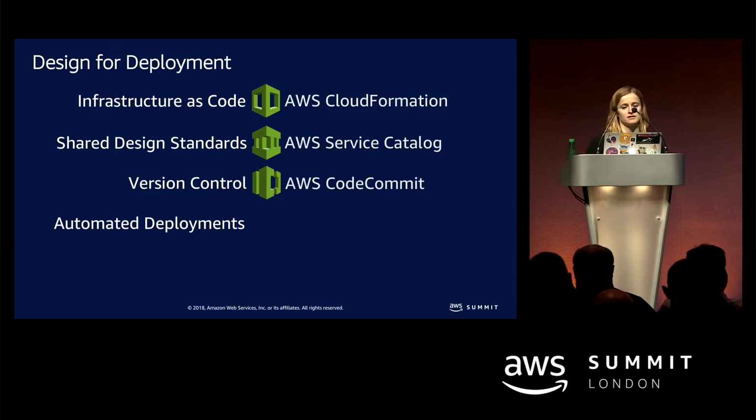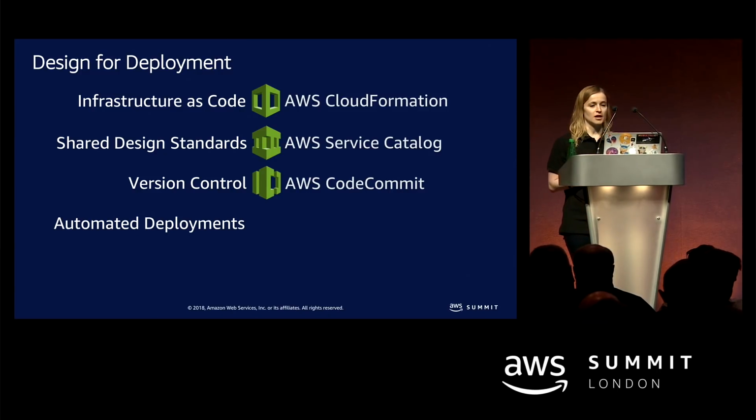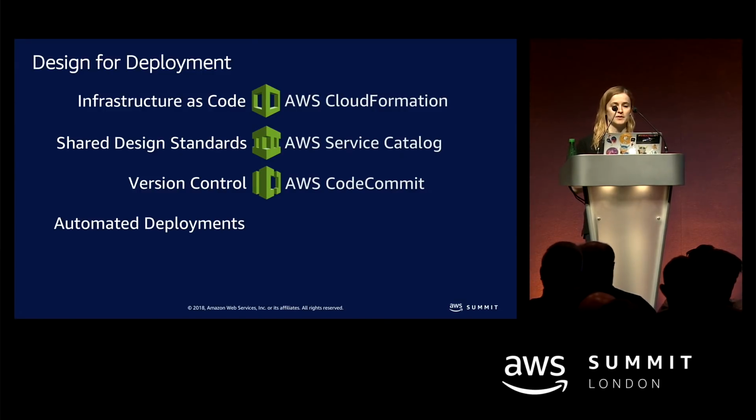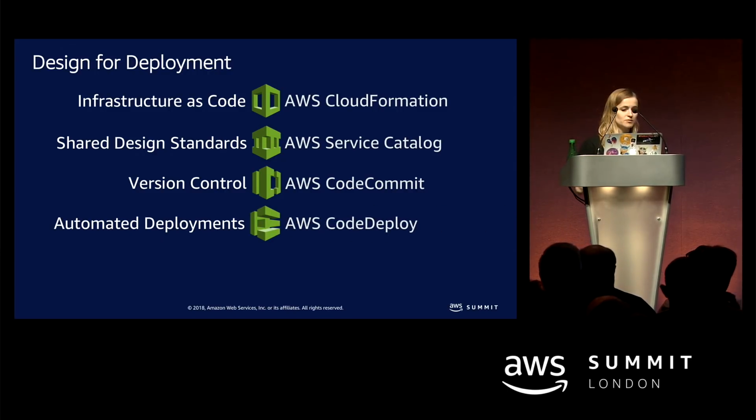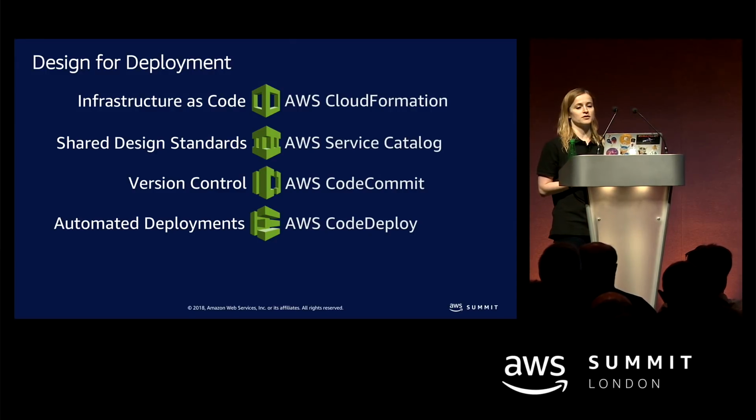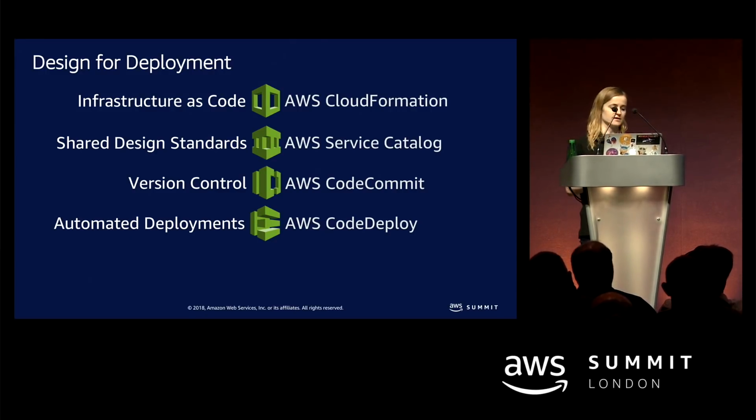Automated deployments. Design your workloads to support automated deployments so you can deploy reliably and rapidly across different environments. AWS CodeDeploy is a service that automates software deployment to different compute services, including Amazon EC2, AWS Lambda, and services running on-premise.